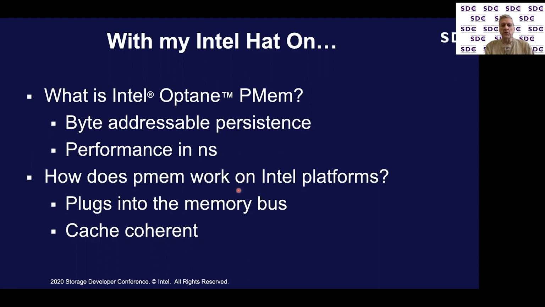How does persistent memory work on Intel platforms? Well, it plugs right into the memory bus. It's cache coherent, and that means that it essentially acts like memory. When you talk to it, you're doing the same load and store instructions. You're not worried about cache coherency because the hardware takes care of that. It's just like memory, only its performance is slightly different, and of course, it's persistent across power cycles.